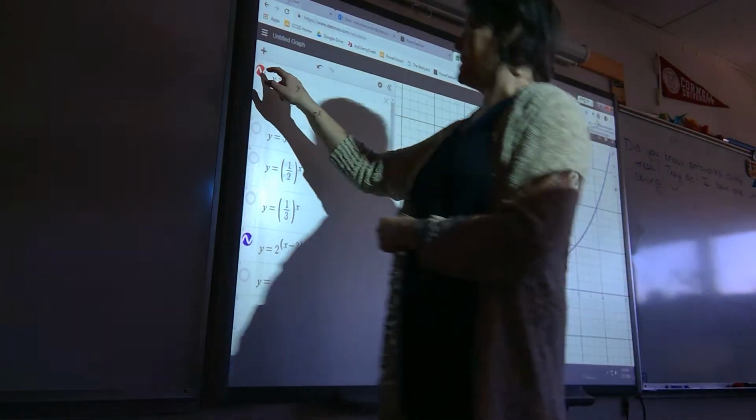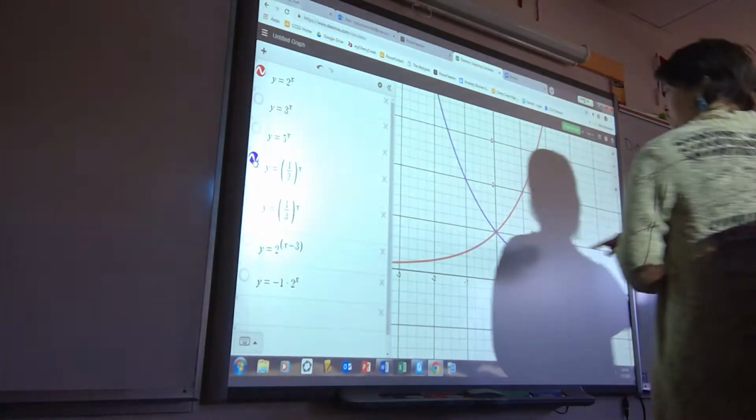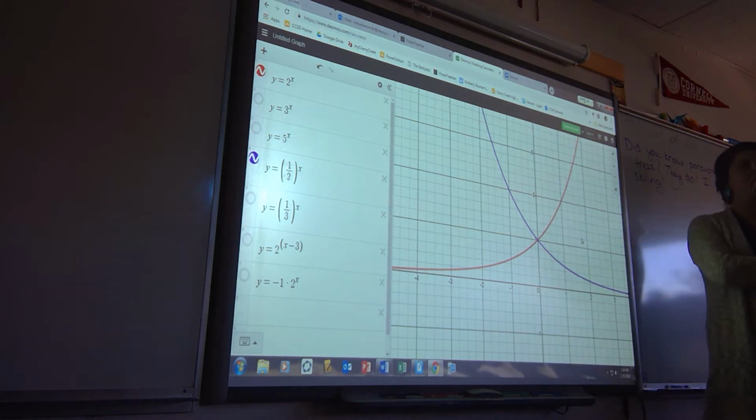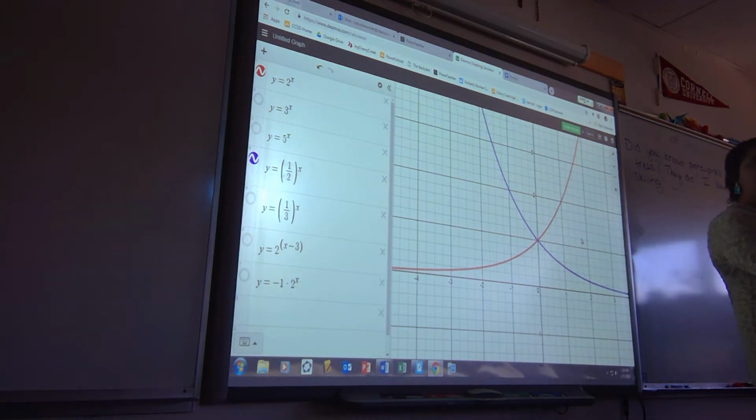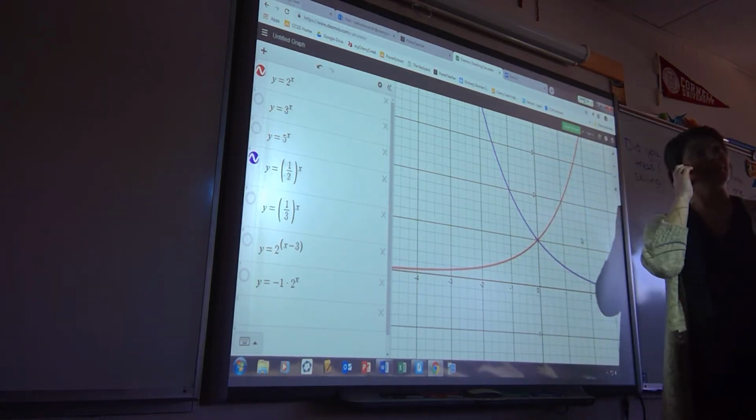So then what about something like this one? Tell me what you notice about these 2 curves. They're kind of like the flip of each other. Do you see that they're perfectly symmetric? If we fold it along the y-axis, they are a reflection of each other.